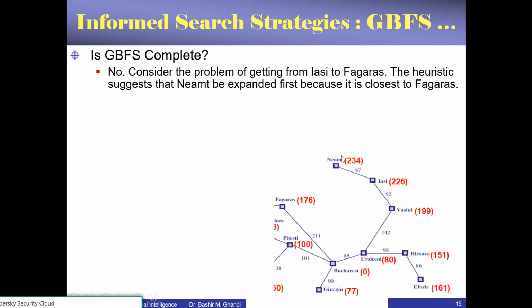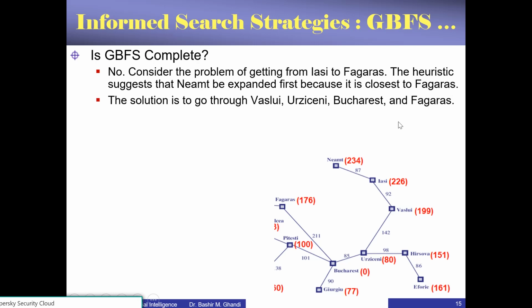Okay, and therefore the algorithm will choose to expand NIMT first. That's what we are saying here, that the heuristic function will suggest that NIMT should be expanded first because it is closest to Fagaras. However, the solution actually is to go Vaslui, then Urziceni, and then Bucharest, and then Fagaras.